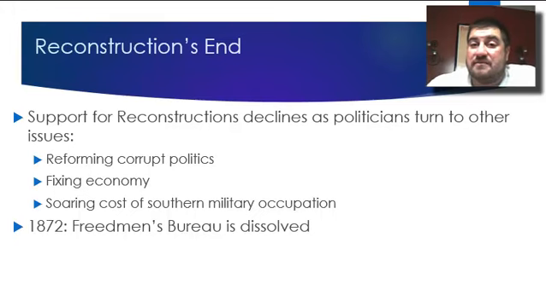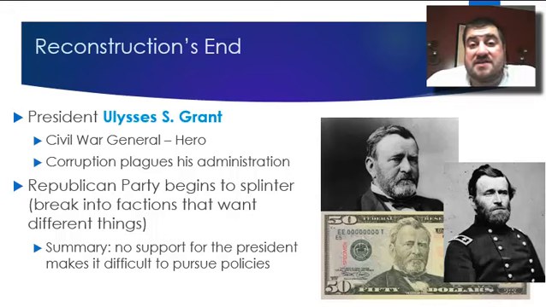We have to talk about fixing the corrupt politics that are starting to emerge in the cities and even in Grant's administration. We need to fix the economy, and the military occupation of the South is soaring. The cost of it is soaring, and we can't just continue to do it forever. And then finally, in 1872 as well, the Freedmen's Bureau is dissolved for African Americans.